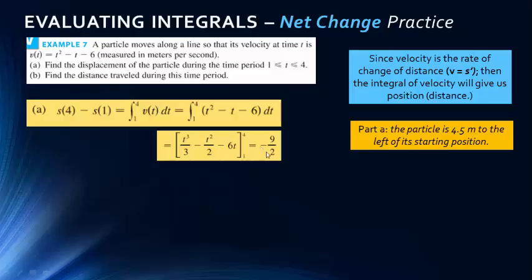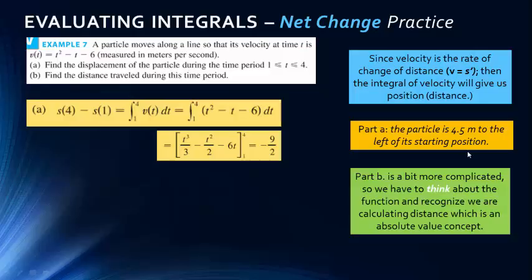The particle is 4.5 meters to the left of its starting position. We know it's to the left. Think of a number line, because I'm going in the negative direction. So the particle is 4.5 meters to the left of its starting position. Now, in order to figure out B, we have to really think through the problem.